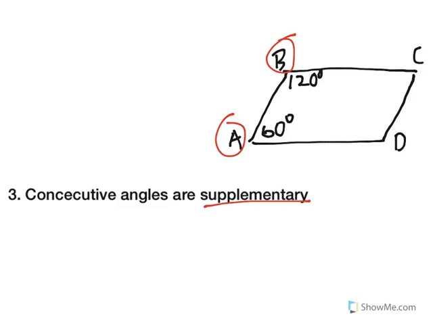And because angle B is 120 degrees, we know that angle C would be 60 degrees. And because angle C is 60 degrees, we know that angle D would be another 120 degrees. And this also helps prove that opposite angles are congruent, as you can see.